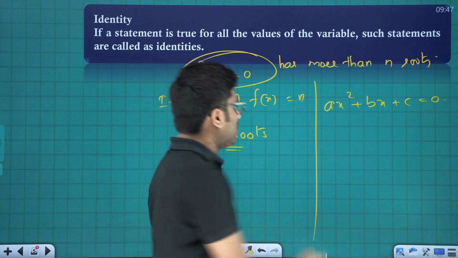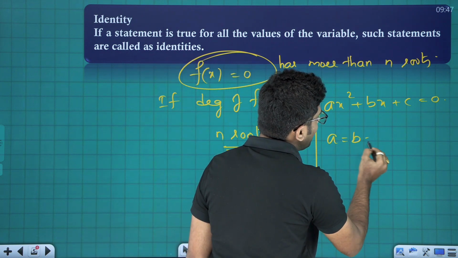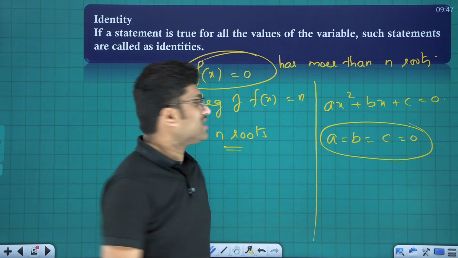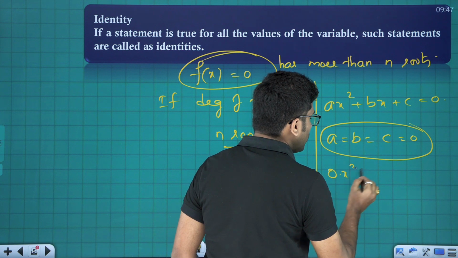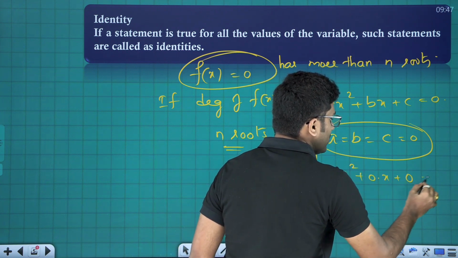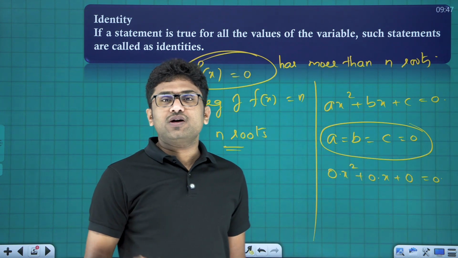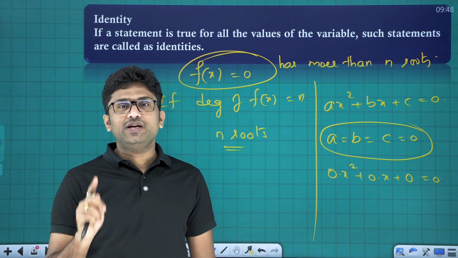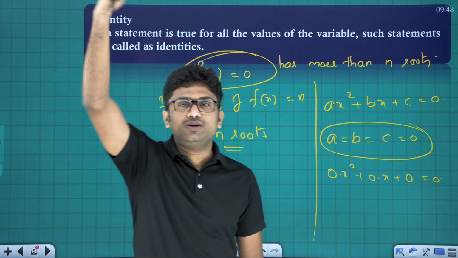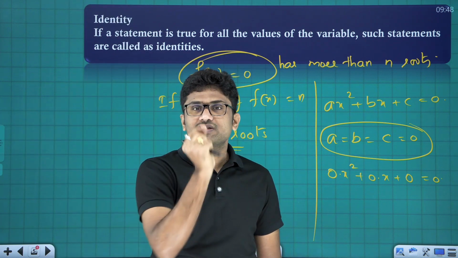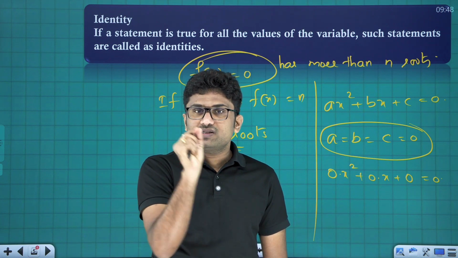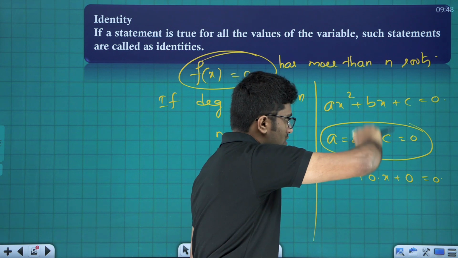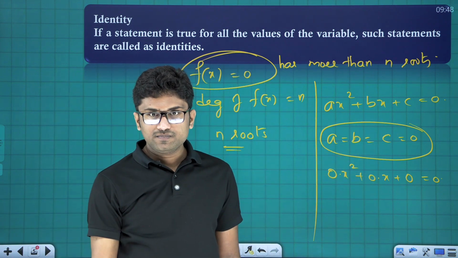So to make it an identity, what we do is equate these 3 coefficients: a equals b equals c is equal to 0. Then only, friends, only in this case, if we write 0 into x square plus 0 into x plus 0 is equal to 0, for any number of values of x this is going to be true. Clear? So if a quadratic equation ax square plus bx plus c is equal to 0 has more than 2 roots, then such an equation is called an identity. Whenever we come across this identity, we equate the coefficients of x square, x and the constant, a equals b equals c equals 0. Clear?